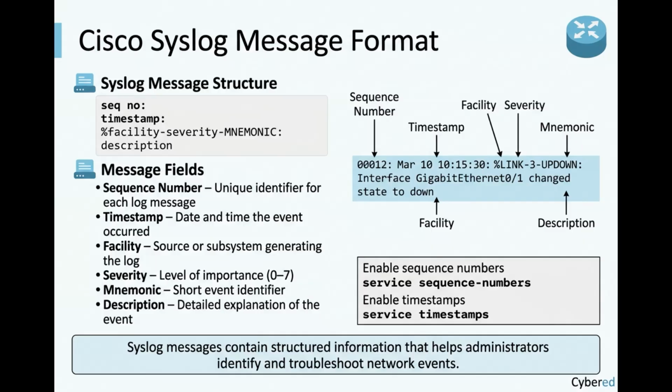Cisco devices generate syslog messages using the following format. Here's a breakdown of the fields: sequence number, a unique number assigned to each log message, enabled with service sequence-numbers. Timestamp, the date and time of the event, enabled with service timestamps. Facility, which indicates the source or subsystem. Severity, a numeric level from 0 to 7, representing the seriousness of the event. Mnemonic, a short identifier describing the event, and description, a detailed explanation of the event.